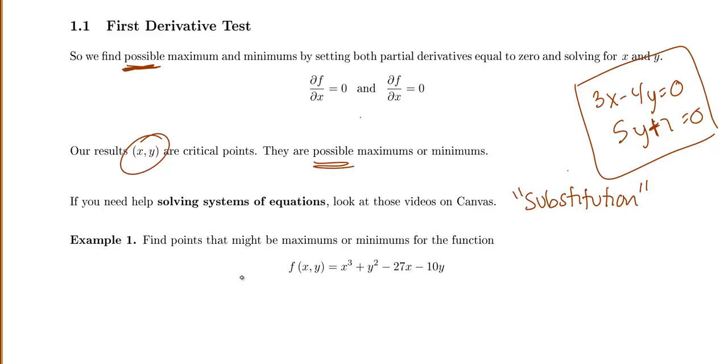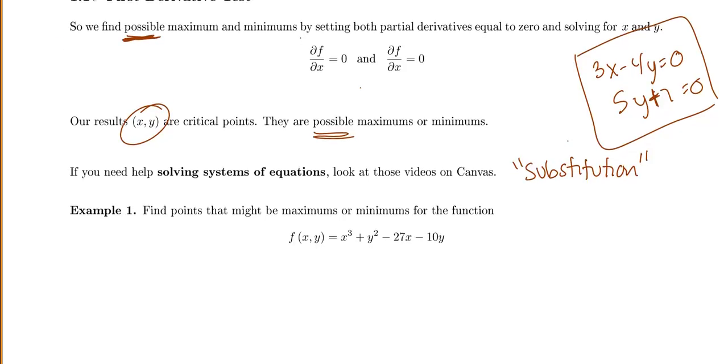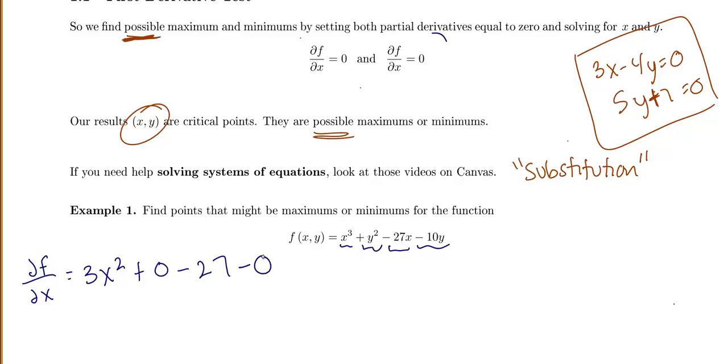So let's look at our example. Let's find points that might be maximums or minimums for this function, f of x, y equals x cubed plus y squared minus 27x minus 10y. What we have to do, once again, is take both partial derivatives, set them equal to 0, and solve for x and y. So let's do the partial with respect to x first. x cubed, that would be 3x squared, plus the derivative of y squared. Well, if we're worrying about x, we don't care about y, so it's just going to be 0. Minus the derivative of 27x would be 27. Minus 10y, once again, we don't care about y at the moment, so 0.